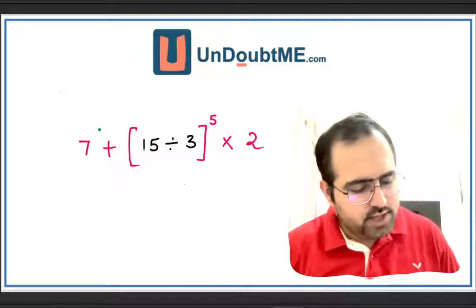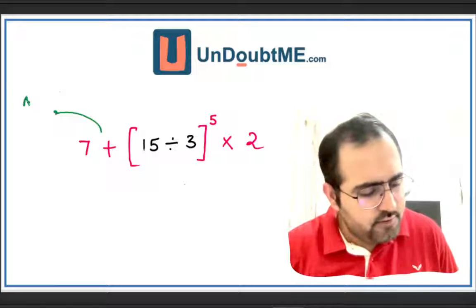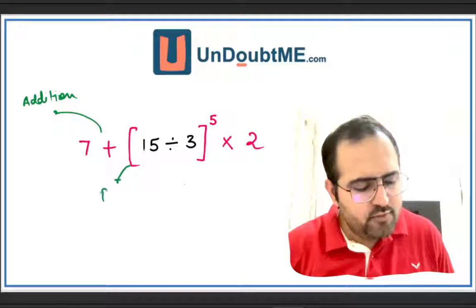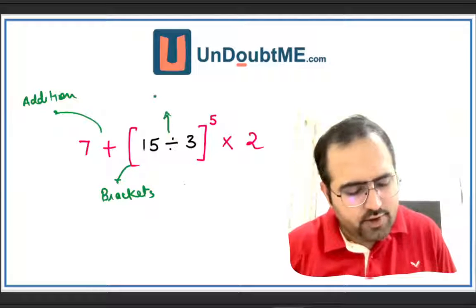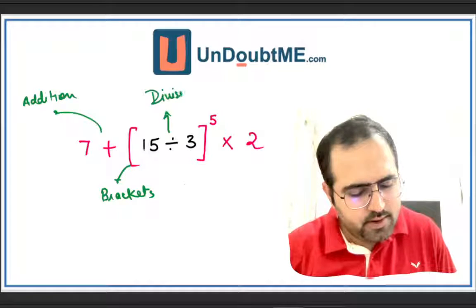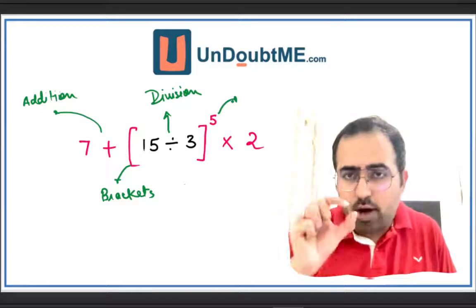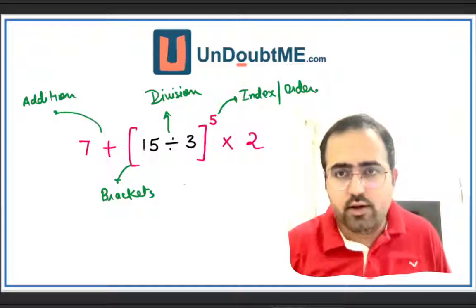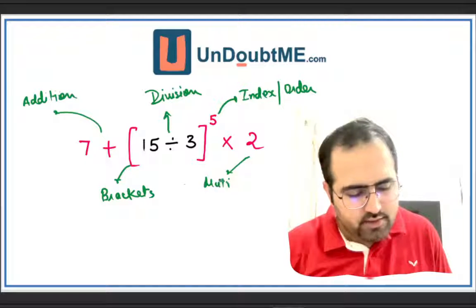Okay, so the first thing is to see what all operators are there in this. The first one is addition, then I have brackets, after that we have division, and after division you can see this power. That power is called index, or we can also call it order, and the last one is a multiplication sign.